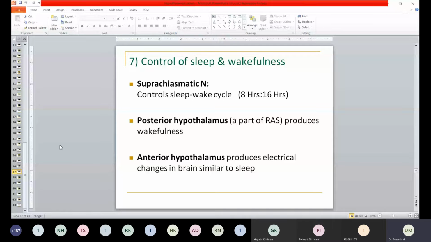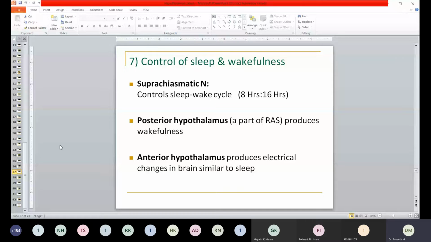Whereas at night, the light impulses going from the eye will be blocked because of darkness. So the pineal gland will secrete more melatonin, and that's how this sleep and wake cycle is controlled, mainly through the suprachiasmatic nucleus of the hypothalamus. They have also found out that the posterior hypothalamus is a part of the reticular activating system. You know, the reticular activating system mainly controls wakefulness. So this posterior hypothalamus, as a part of the ascending reticular activating system, is responsible for wakefulness.